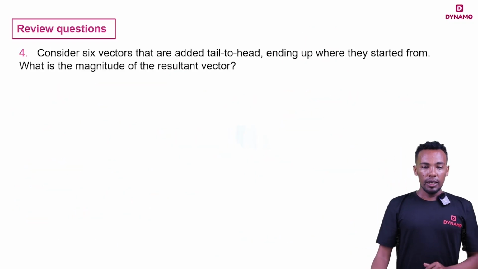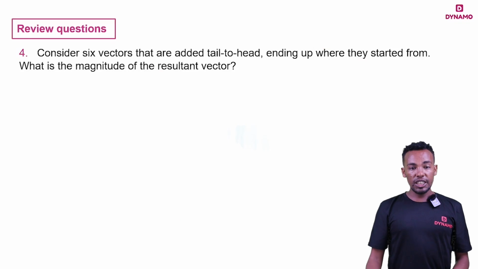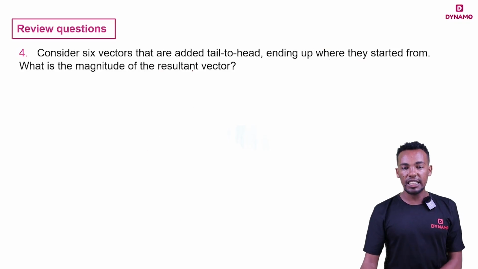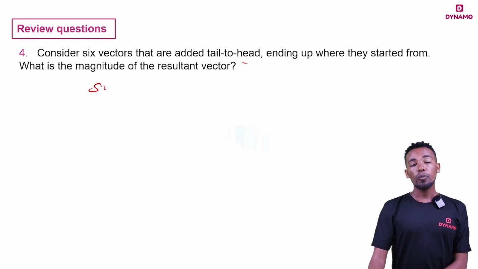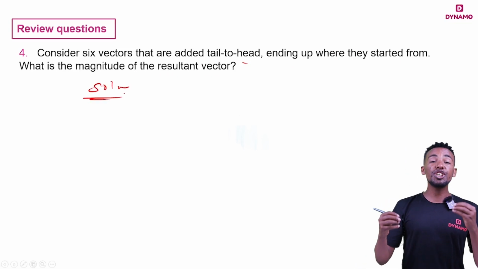Okay. What does question number 3 say? Consider 6 vectors added tail to head, ending up where they started. What is the magnitude of the resultant vector? Solution: we have six vectors.